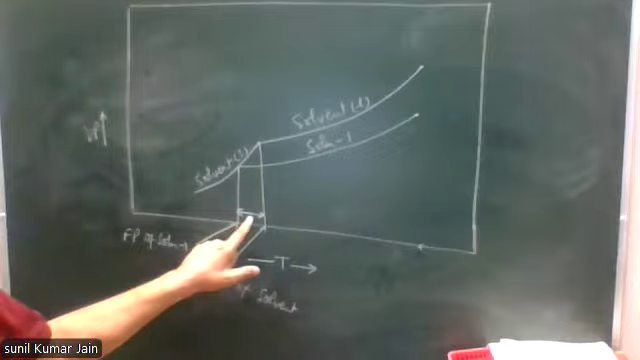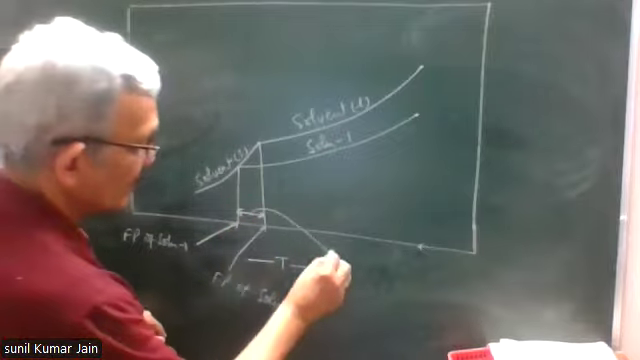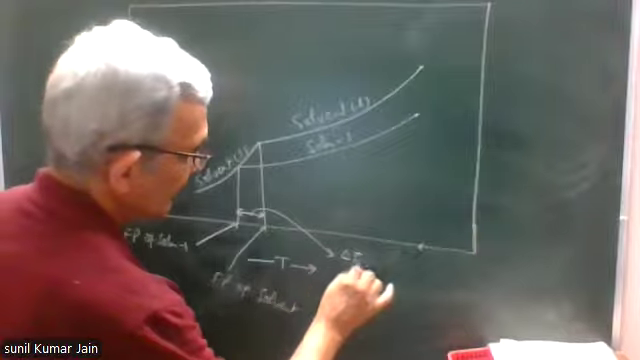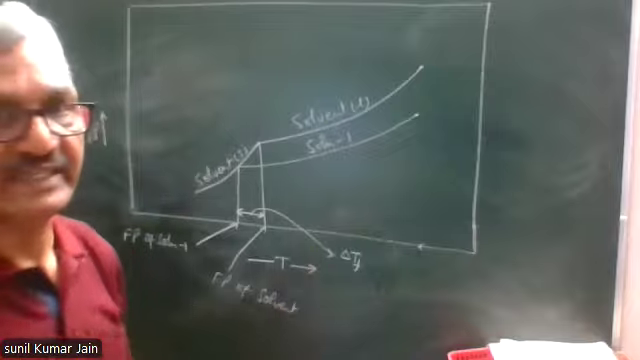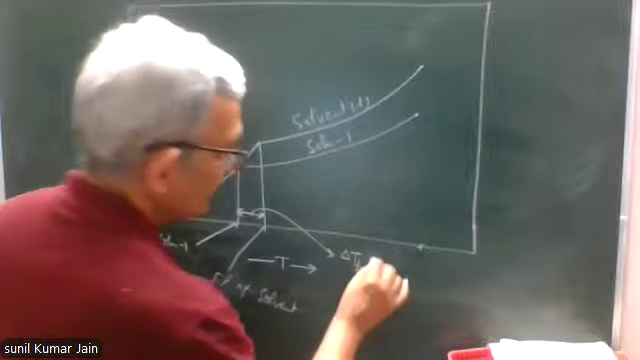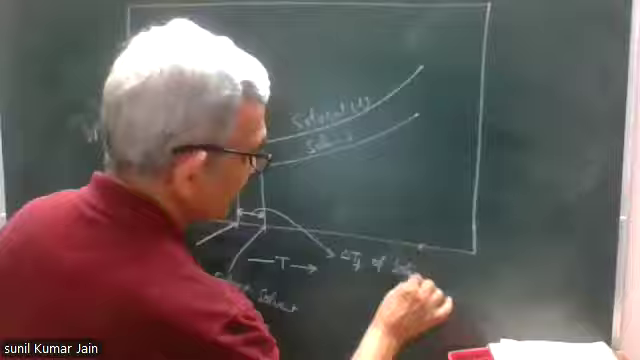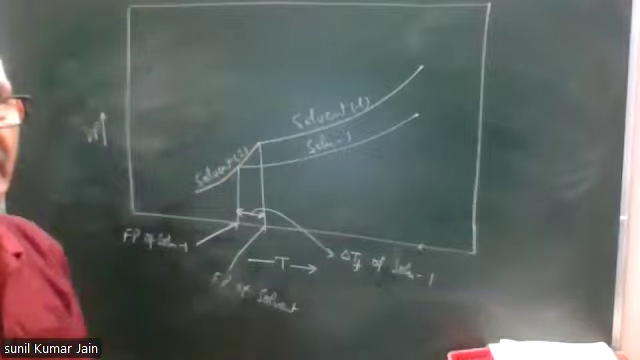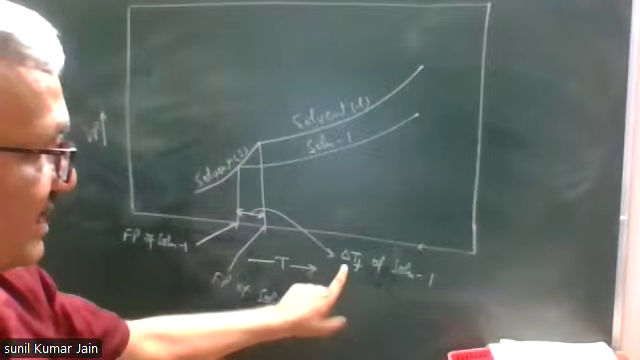This difference, this is delta TF. Delta TF means depression in freezing point. Delta TF of solution 1. Right? This is delta TF.